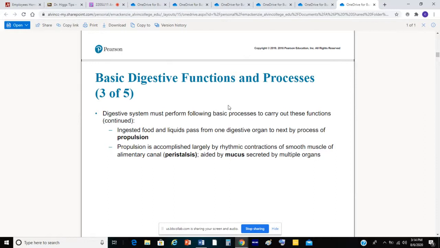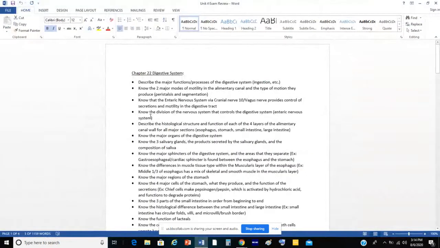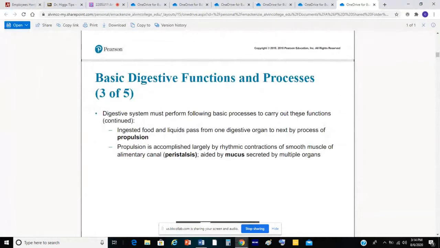You're going to do a lot of movement of food. So one of the things you've got to know in your exam review is how you are going to move food. Let me bring up your exam review so you see which one I'm talking about. Here it is. Oh, it's the second bullet point. One of the points you need to know is what are the two major modes of motility. How are you going to move things throughout your digestive tract? Turns out your body uses two ways to do it.